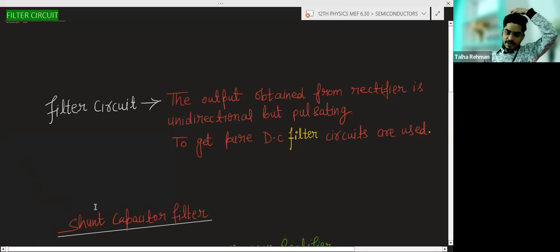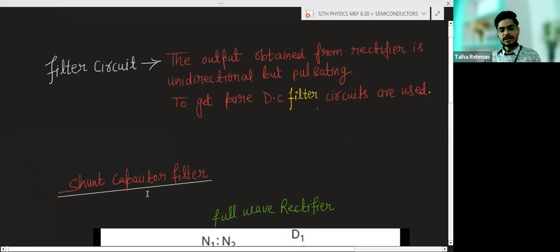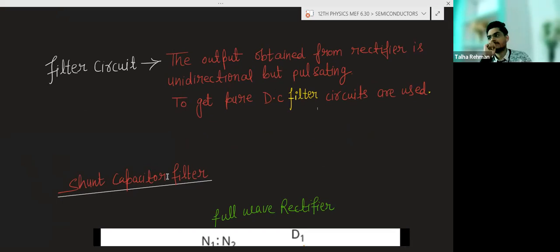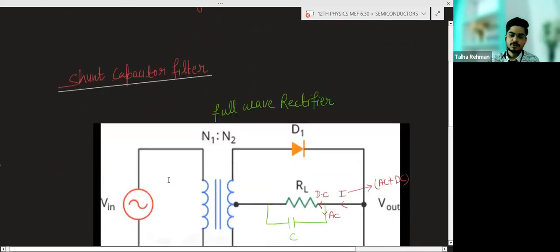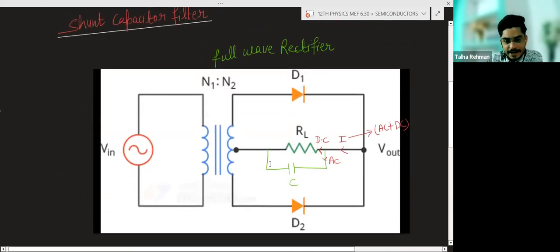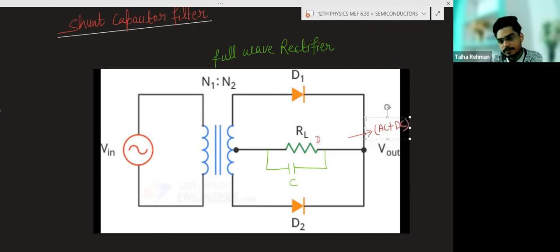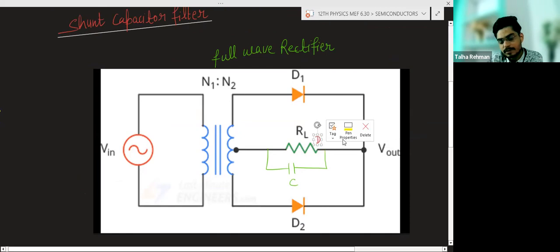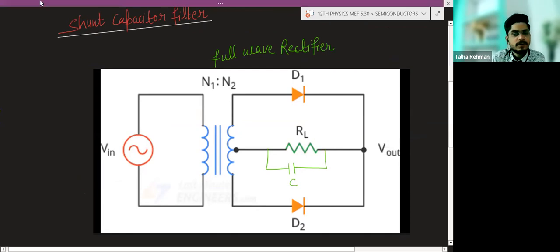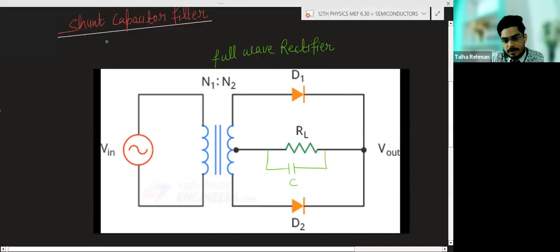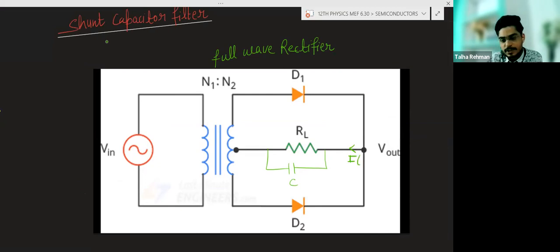There is a type of filter circuit, the shunt capacitor filter. Shunt capacitor filter means we will connect a capacitor in parallel with the load resistance. So this is a full wave rectifier, and here you have connected a capacitor in parallel with the load resistance. Now you will see what will happen. Suppose here we are getting some output current, and this output current contains a DC component plus some AC component.